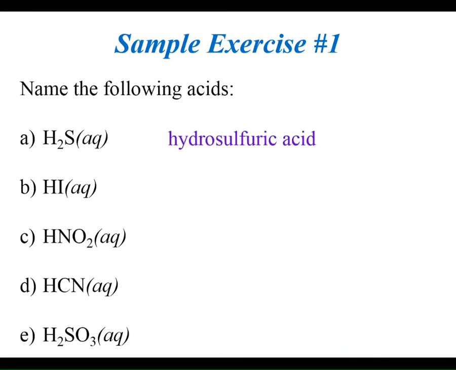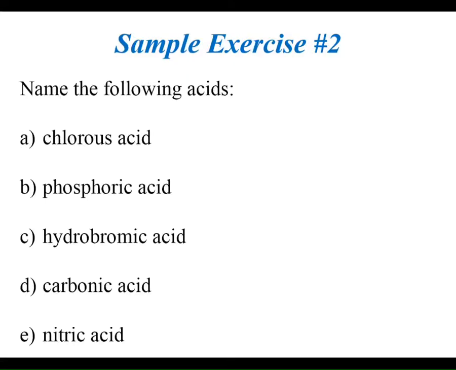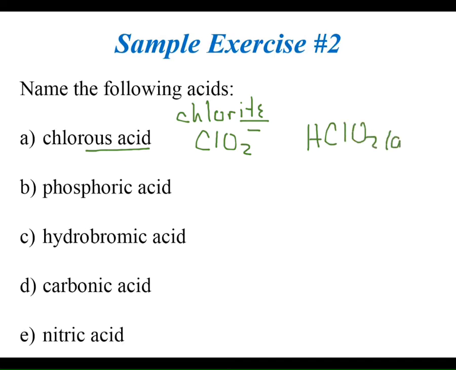So, okay, let's try a couple the other way here. Chlorous acid. So let's think about this. Ous acid tells me the anion must have been called what? Chlorite. Right? So what's the formula for chlorite? Let's just do this step by step. ClO2 negative. So if I want to make it into an acid, it's one negative, so I've got to have how many hydrogens? One. So HClO2, and you've got to have that aqueous on there.